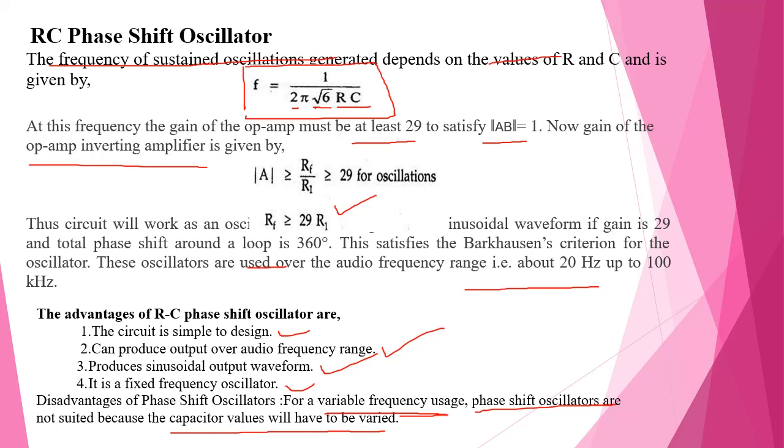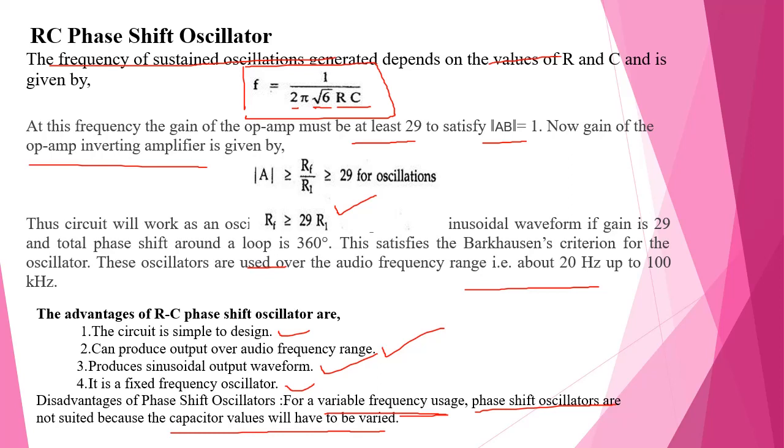criteria of the oscillator. These oscillators are used in the audio frequency range from 20 Hz to 100 kHz. The advantage of this RC phase shift oscillator is that the circuit is very simple to design and can produce the output in the audio frequency range and produce a sinusoidal output waveform, and it is a fixed frequency oscillator.